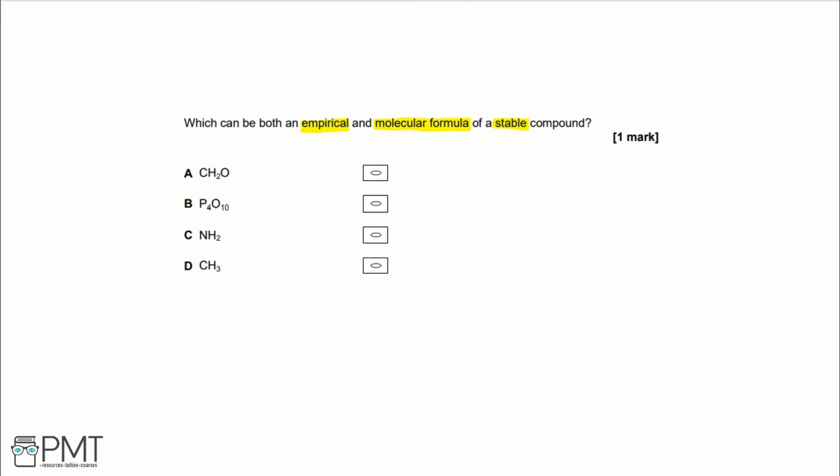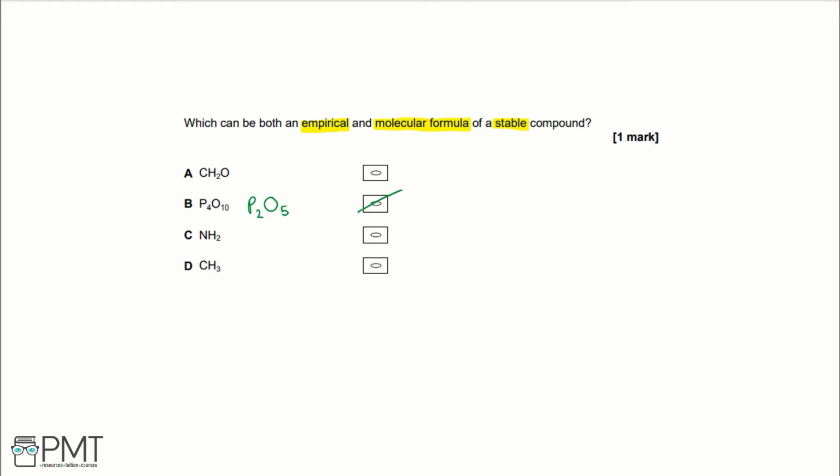And that brings us to B. Well, both of these can be divided by 2 and you get P2O5 as your empirical formula and P4O10 as your molecular formula. So our answer can't be B. Then we look at C and D.